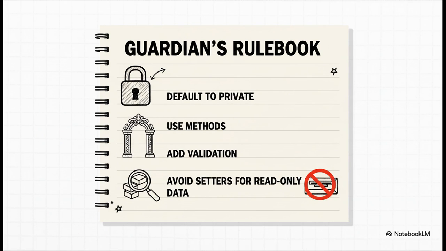So here are the new rules to code by. First, always default to private. Make things public only when you have a good reason. Second, always use methods to expose your data, never public fields. Third, put your validation logic, your rules, inside your setter methods. And finally, think about it. Does this piece of data really need to change? For something like a user ID, you might only create a getter and no setter at all. That makes it read-only, which is just smart, secure design.